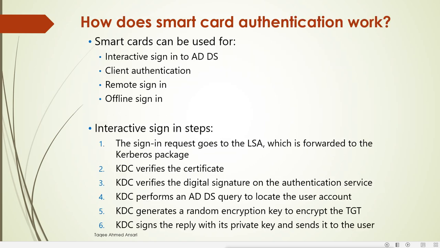How does smart card authentication work? This smart card can be used for interactive signing to Active Directory services, client authentication, remote signing, and offline signing both. Interactive signing steps are like this: first the key signing request goes to the LSA, which forwards it to the Kerberos package. Then the KDC verifies the certificate and the digital signature on the authentication service. Then the KDC performs an Active Directory domain services query to locate the user account. Then the KDC generates a random encryption key to encrypt the TGT, signs the reply with its private key and sends it to the user.